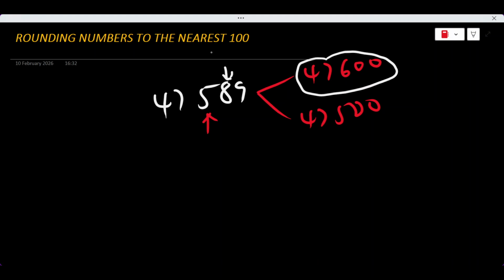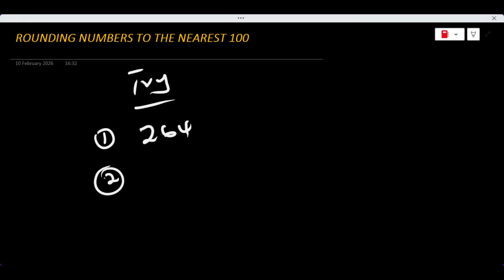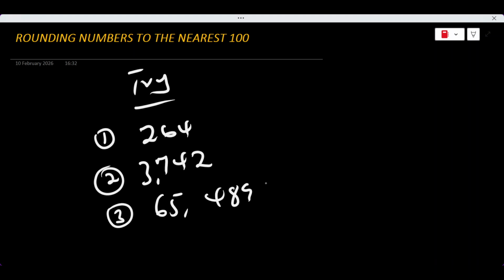And that is it when it comes to rounding numbers to the nearest 100. Now it is your turn to pause the video and try your hands on these questions. Put your answers in the comment section for grading. All right. So round 264 to the nearest 100. And then round 3,742 to the nearest 100. And then the last one, you are to round 65,489 to the nearest hundreds.